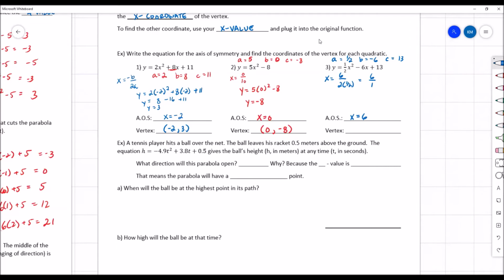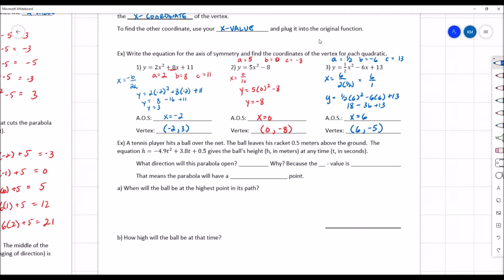Now, in order to find our vertex, we just plug it into our function. y equals 1/2 times 6 squared minus 6 times 6 plus 13. Okay, so 6 squared, 36. Half of that is 18 minus 36 plus 13. So you have negative 18 plus 13, negative 5. Our vertex should be at 6, negative 5.